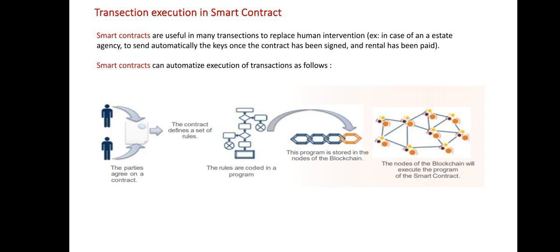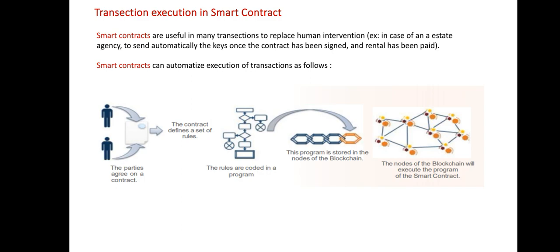First of all, the parties agree on the contract. Both the parties should agree on the contract. Then the contract defines a set of rules. For defining that set of rules, you use a coding language. Solidity is the most popular language used to write such rules for a contract. That is called a Solidity smart contract.